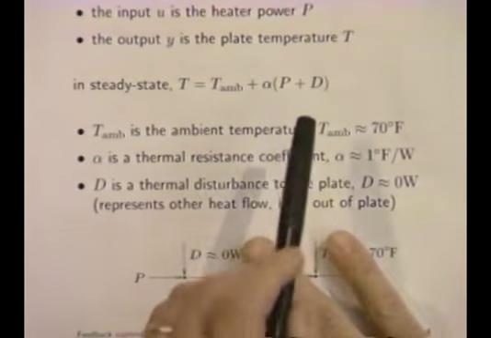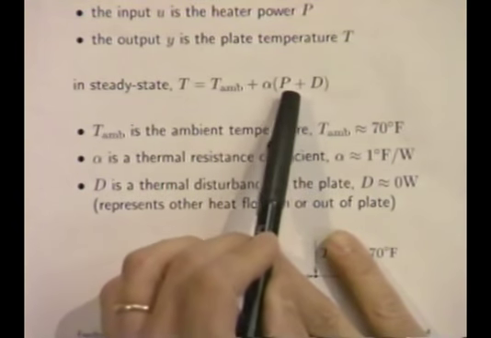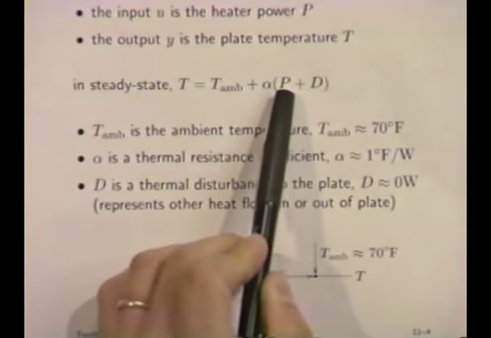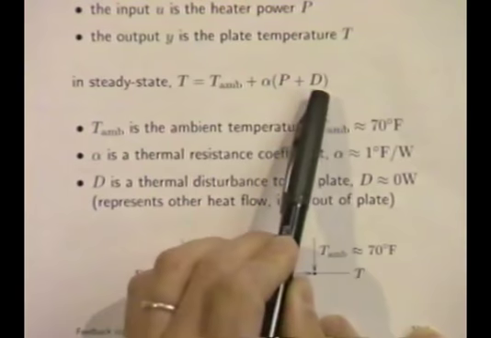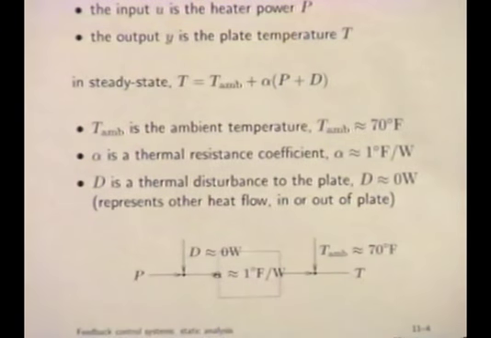Okay, so it's plus alpha times P plus D. P is the power we send to it. That's the power that goes through our electrical heater. And D is the disturbance power acting on it. And you might ask, well, what is that? Well, the disturbance power could be negative, could be positive.